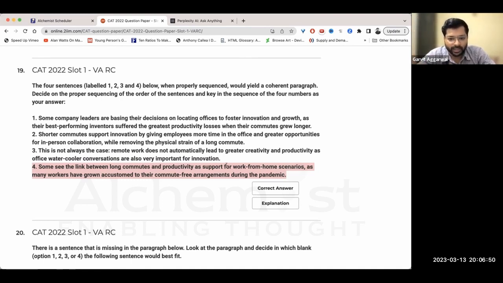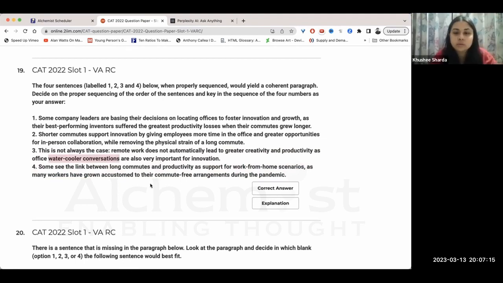They see the link between this and they support work from home, as many workers have grown accustomed to this during pandemic. This is not always the case. ये बता रहा है ये कि ऐसा नहीं है. Remote work does not lead to greater creativity and productivity because water cooler conversation is also very important for innovation. क्या होती है water cooler conversations? So informal communication among the employees. आपस में एम्प्लॉइज क्या बात कर रहे हैं, कंपनी के बारे में, ऑफिस के बारे में एंड सो ऑन.